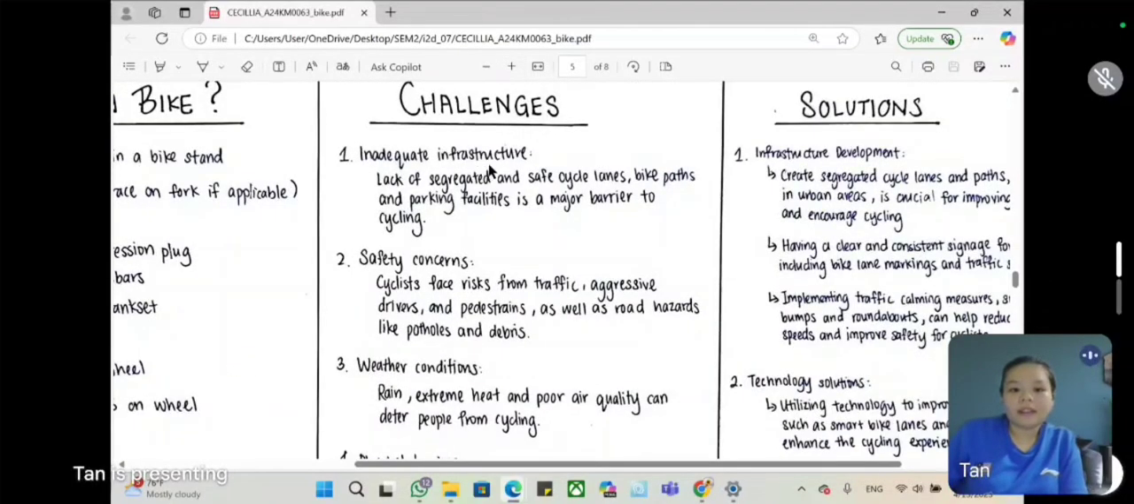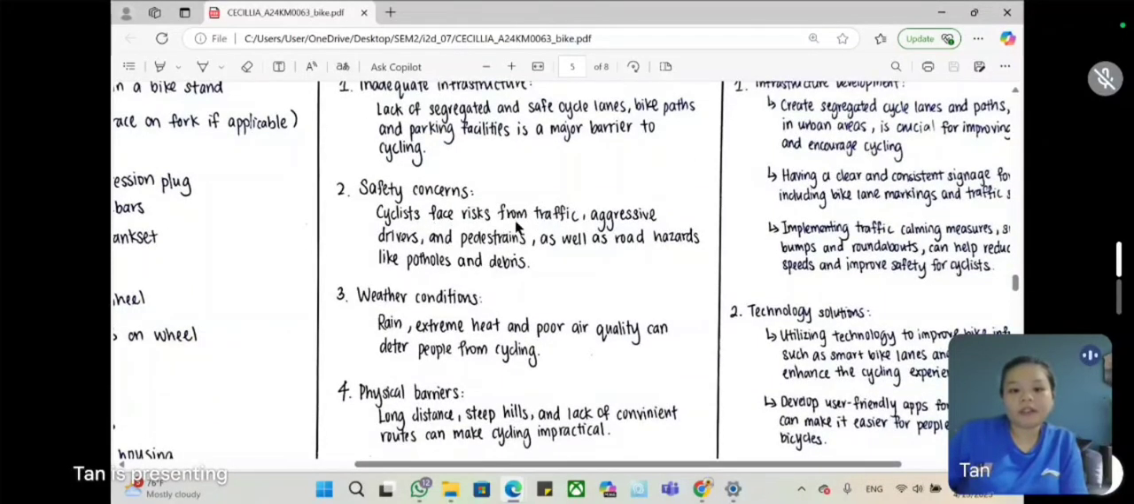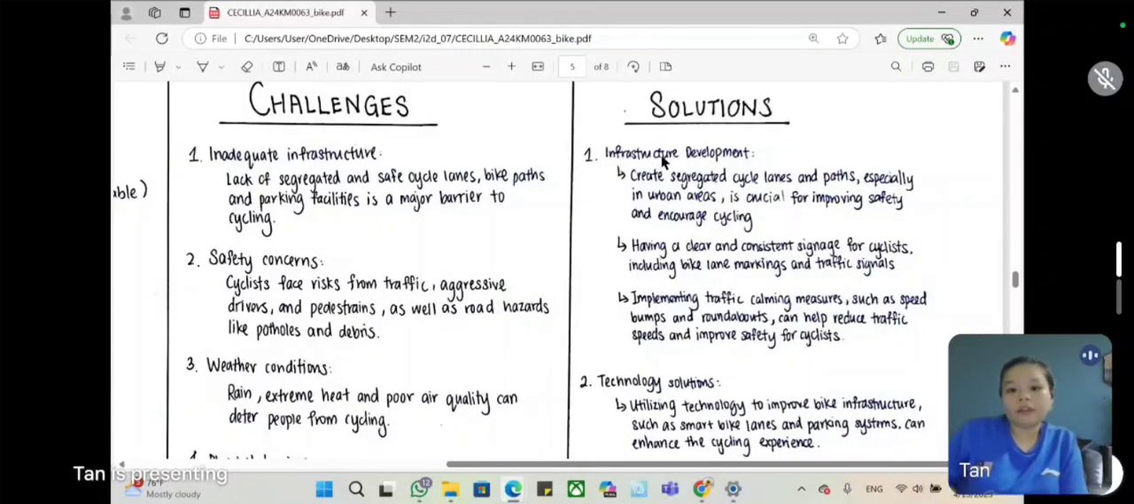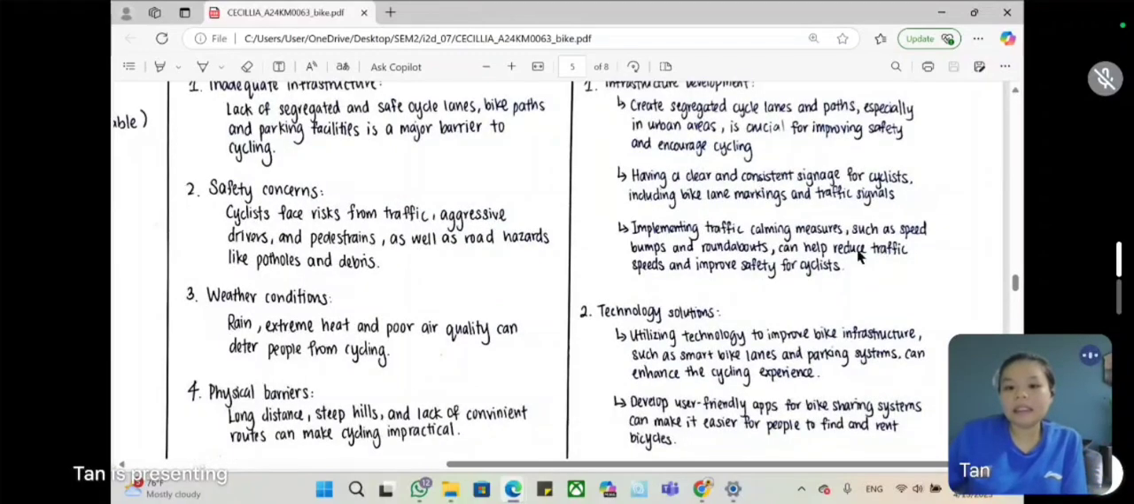Inadequate infrastructure, which is the lack of safe cycle lanes, bike paths, and parking facilities, is a major barrier to cycling. And cyclists face risks from traffic, aggressive drivers, as well as road hazards, which cause safety concerns. For solutions, for infrastructure development, they can have clear and consistent signage for cyclists, including bike lanes, markings, and traffic signals. Implementing traffic calming measures such as speed bumps and roundabouts can help reduce traffic speeds and improve safety for cyclists.